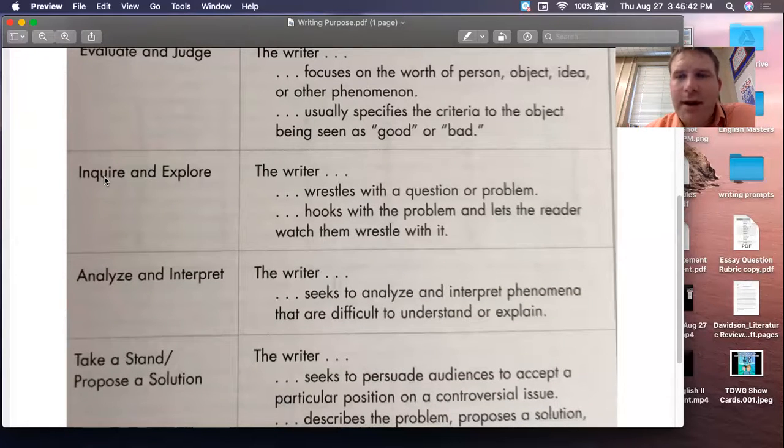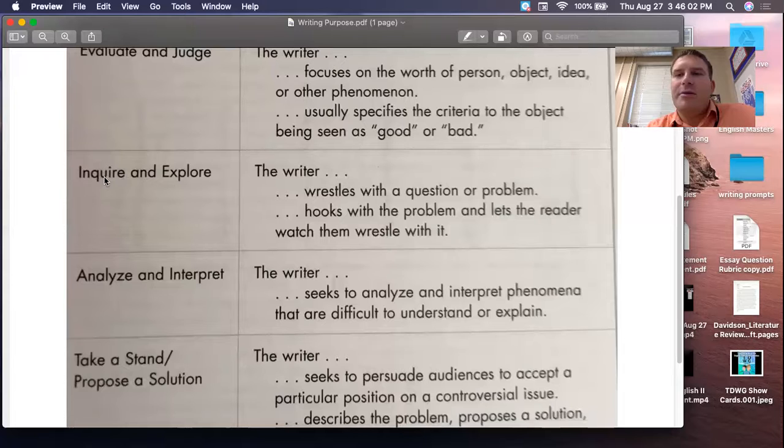Inquire and explore. A lot of the best essays out there are inquire and explore. This is where you, the writer or the author of the piece that you're reading, wrestles with a question. You have a question or a problem you're trying to figure out, and so you hook the reader with the problem, and you let the reader watch you wrestle and try to figure out the problem.